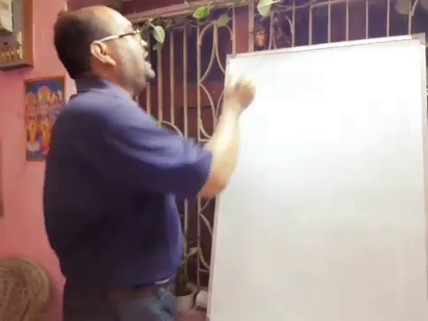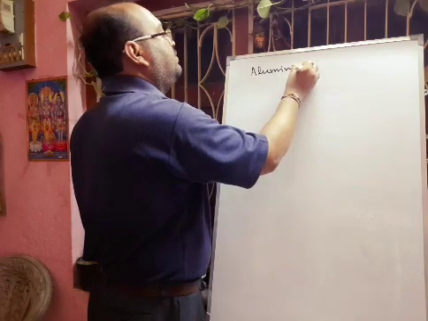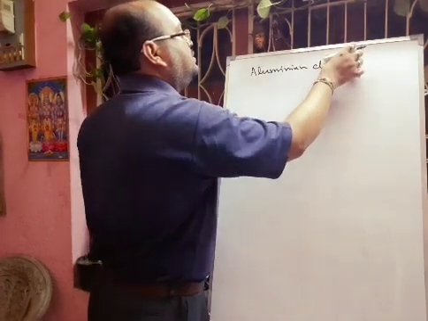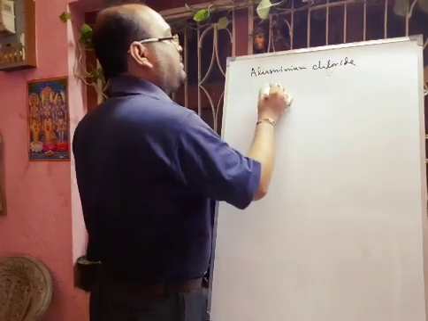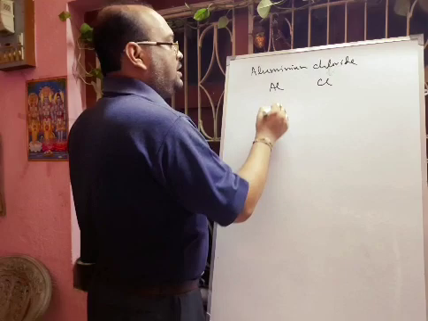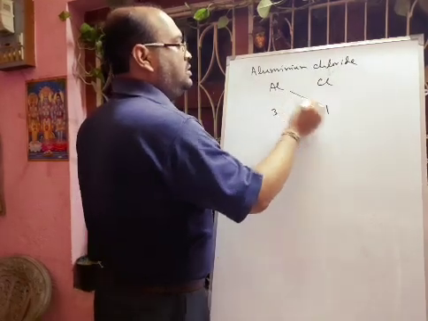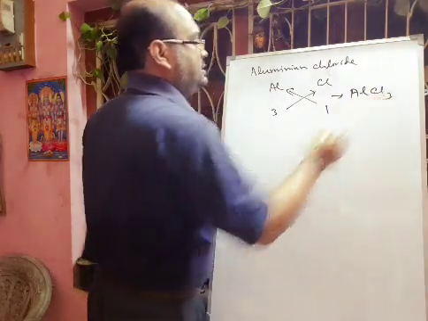Suppose I give you aluminium chloride. What will be the formula of aluminium chloride? First you write aluminium and here chlorine. Aluminium valency is 3 and chlorine is 1. So interchange the valency. So you will write AlCl3.